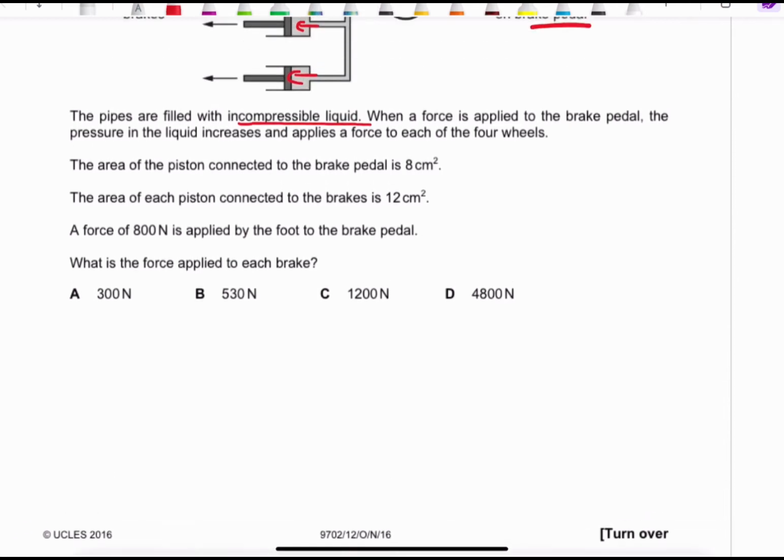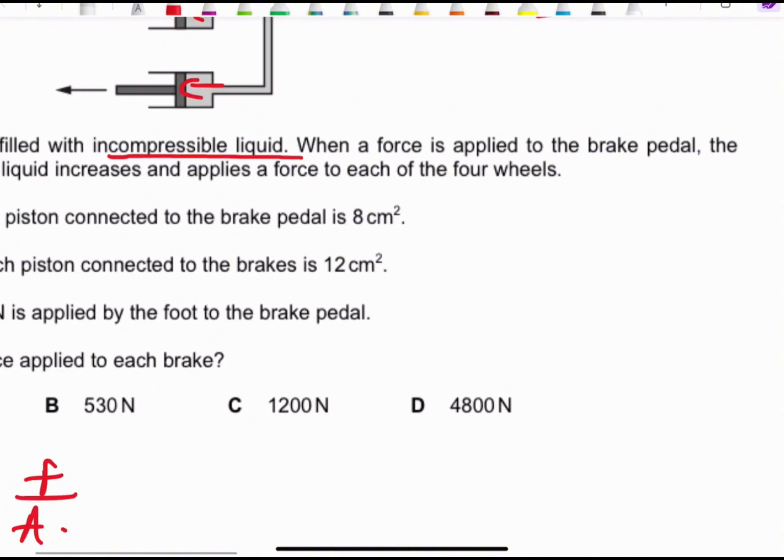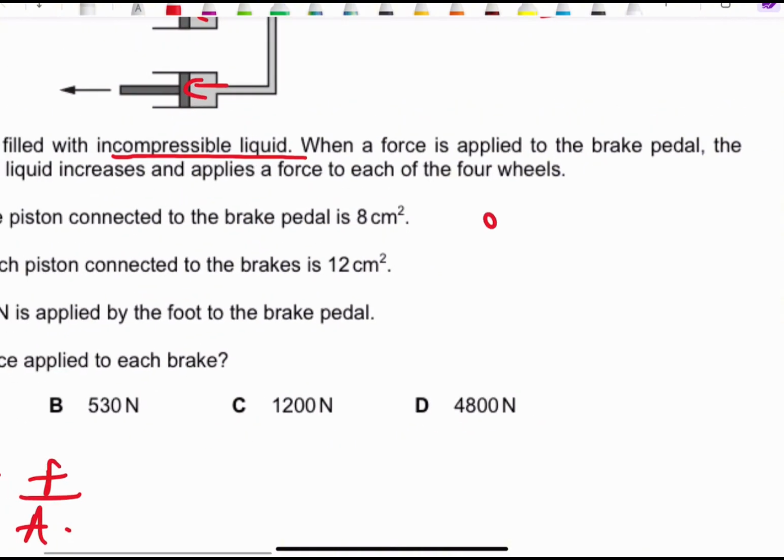So the pressure at the pedal is going to be the force at the pedal divided by the area of the pedal. The force at the pedal is 800 divided by 8 times 10 to the power of negative 2, squared. You might be confused. How do you convert centimeter squared to meter squared? This is how you do it. Centi means 10 to the power of negative 2.